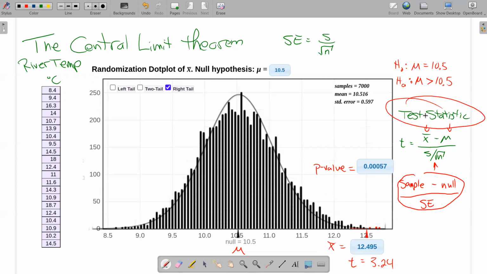So in this case, looking at the randomization distribution here, I ran in StatKey, and you can see I overlaid the t distribution on top of that.